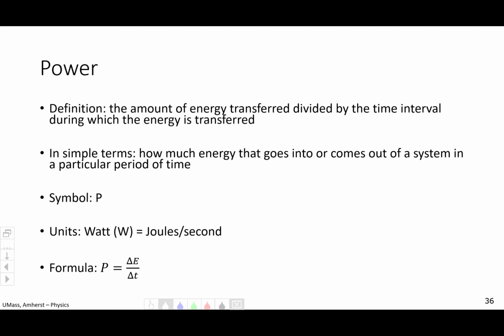Finally, something that makes sense. The symbol for power is P, capital P, and the unit is watts, which is a capital W, which really is a joule per second. The formula is what you would think it would be, and it's very simple. Right here, power is the change in energy over the change in time, delta E over delta t. Pause this if you need to write this down. Otherwise, moving on.